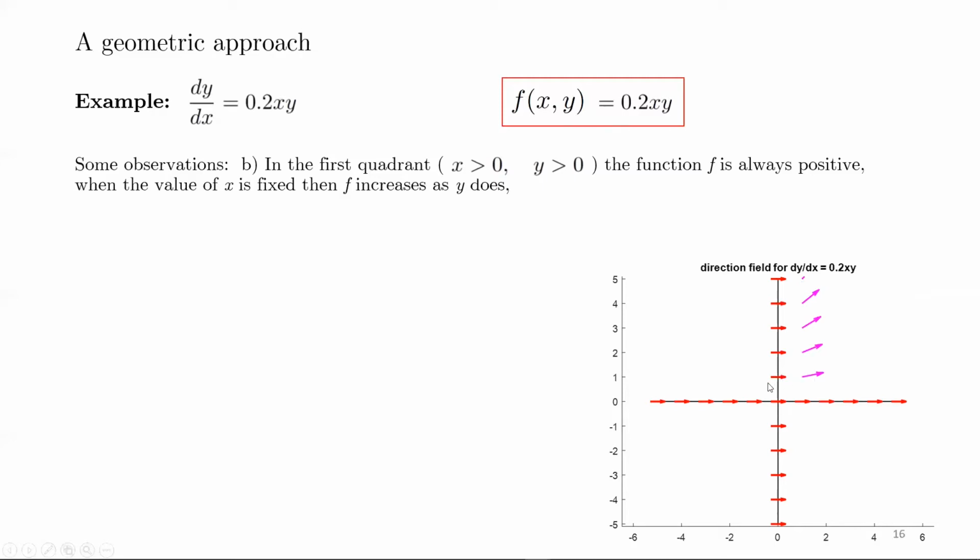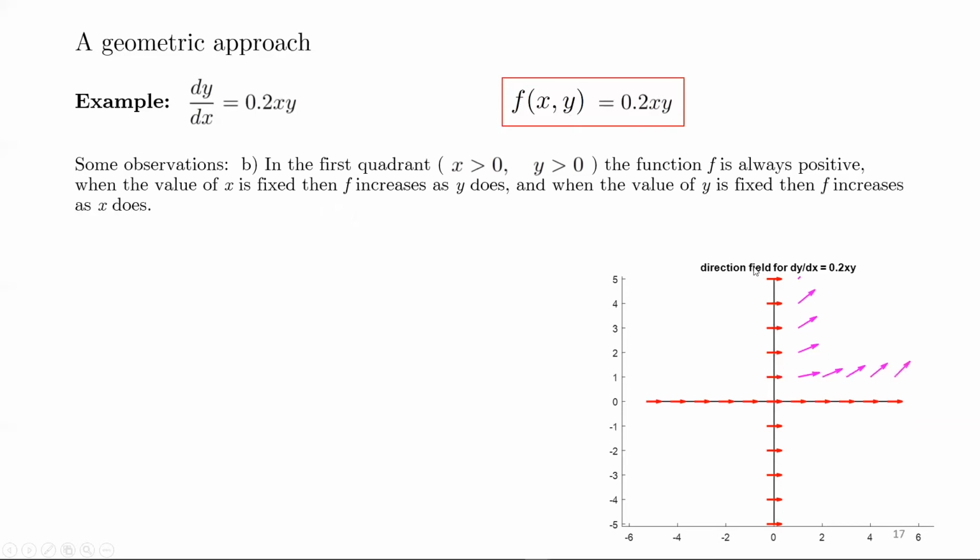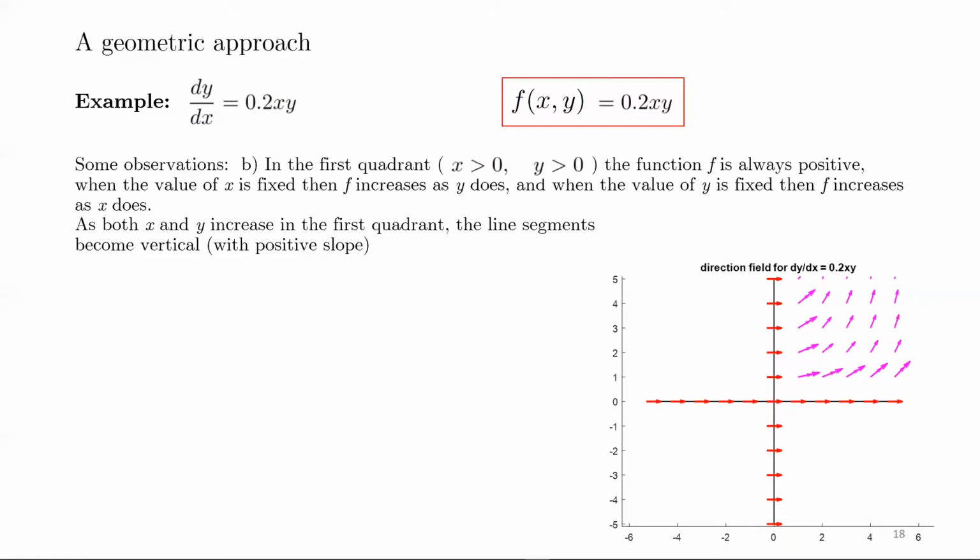Okay, and similarly, the same thing happens if I fix the value of y. So if I just look at this line here, y equals, I don't know, y equals 1 over here. If I fix y and increase x, then the same thing's going to happen. My function is going to increase as x increases. So if we're walking left to right, these line segments are going to get steeper and steeper. Okay. And so then, of course, as you increase both x and y, the line segments become more and more vertical or more steep, still with a positive slope in this quadrant. Okay, so we get something that looks like this.